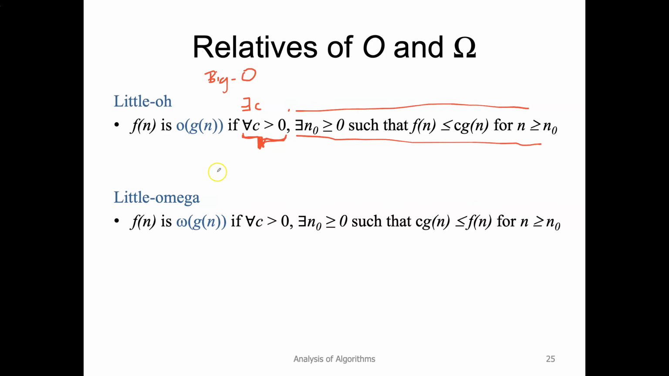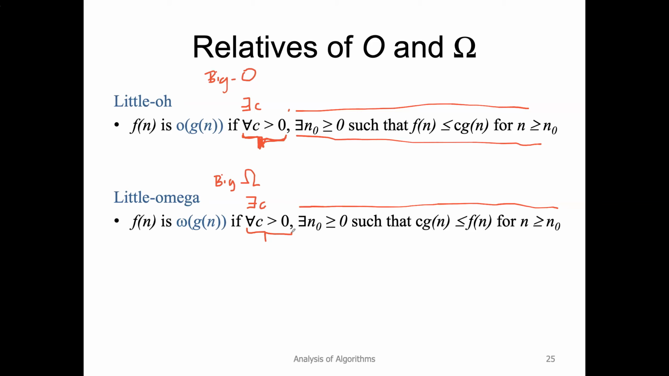And the same thing for little omega. If we compare this to big omega, our definition for big omega was that there exists some positive constant c, so c greater than 0, and there exists some starting point n sub 0, so that c times g of n is less than or equal to f of n for every value of n beginning at n sub 0 and moving forward. Little omega is the same, except we're saying that this condition must hold for all constants c greater than 0. So again, little omega is more strict than big omega.